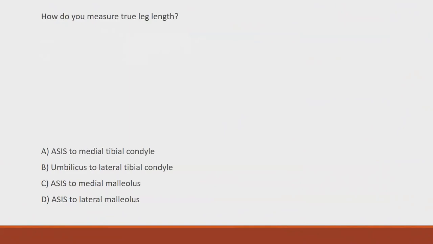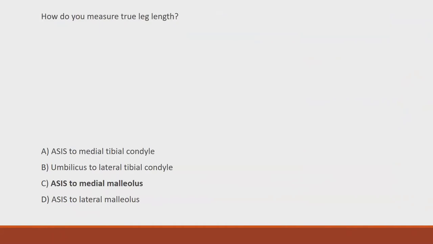Yep, so it's C. This always used to confuse me, between true leg length and false leg length. So false leg length is from your umbilicus to your medial malleolus. And I guess that's because if you did have pelvic tilt, it would tilt along the axis of your umbilicus. So if your umbilicus is like the center of rotation and you tilt a little bit, the umbilicus would be in the middle.